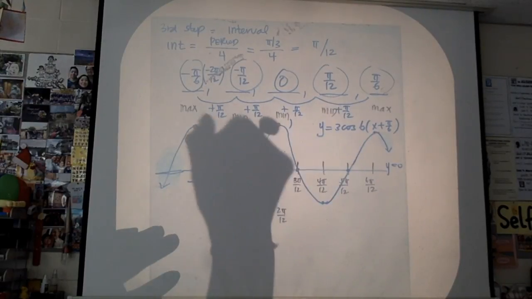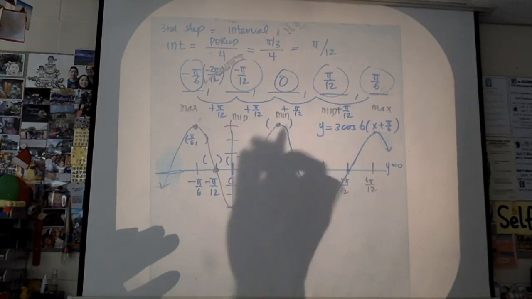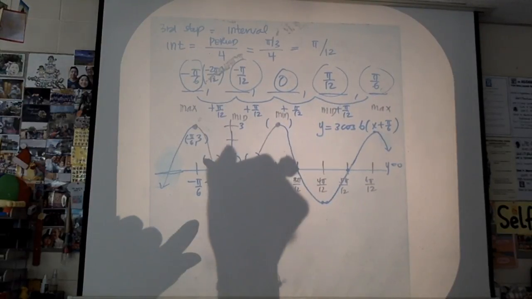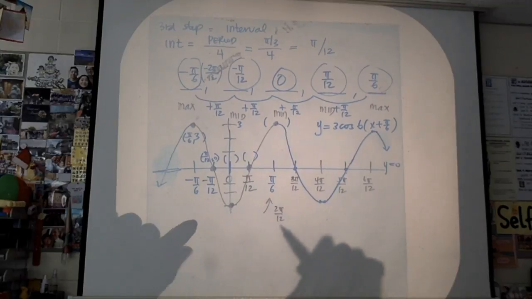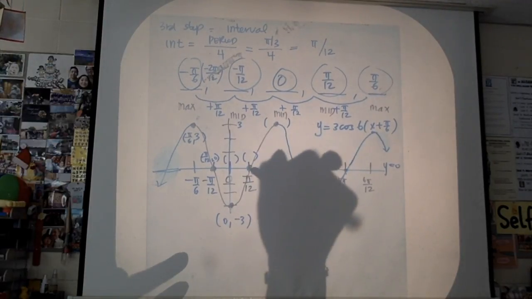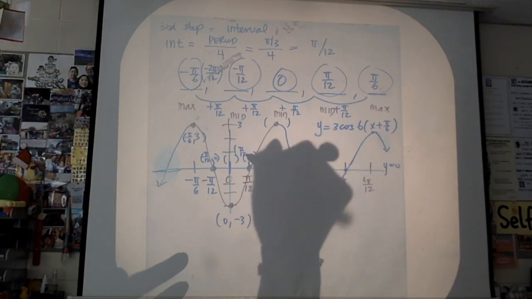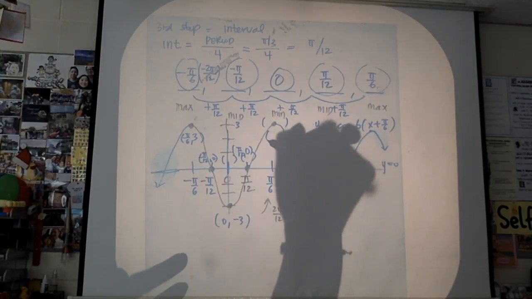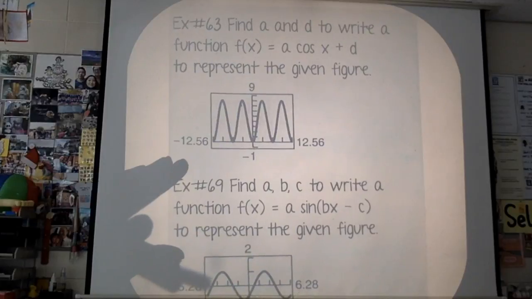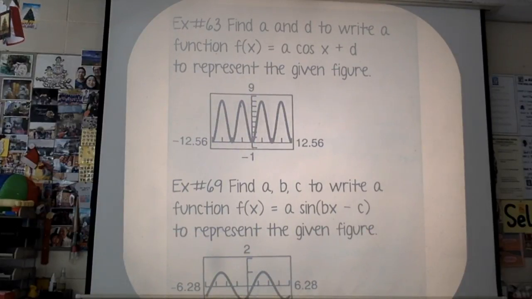Okay, so this guy is what? Negative pi over 6, and this is 1, 2, 3. Okay, this guy is negative pi over 12, 0. This guy here is 0, negative 3. This guy here is pi over 12 and 0. This guy here is pi over 6, 3. Okay, 5 critical points have to be labeled, and we've done 2 periods. Boom! Alright, you're sick of graphing. I get it. I get it.